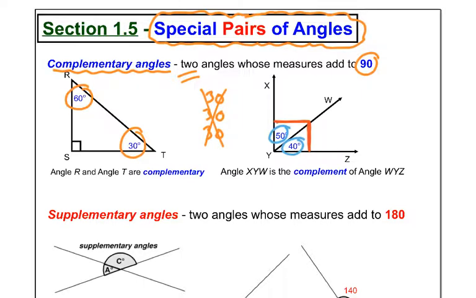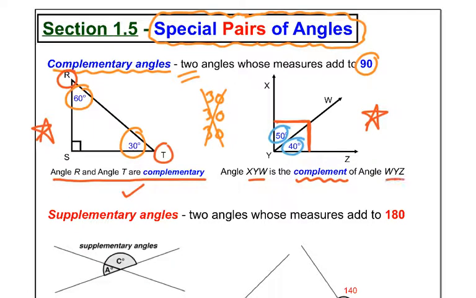You can say over here on the left side that angle R and angle T, notice that we're calling them by their vertex, and that's totally legal. Angle R and angle T are complementary. That's one way of describing it. Or we can say that the angles are complements of each other as well. So in the right-hand side picture, we have angle XYW and WYZ are complementary, but then we can also say that each one is a complement of each other. They complement each other, which means they both add up to 90.